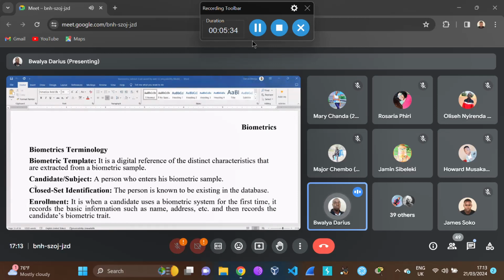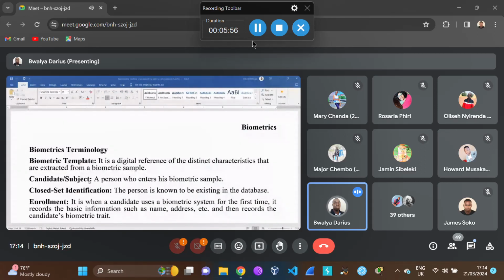Then we add closed set identification. This is a state where a person is known to be existing in the database. That's where we have a closed set identification status. A person is known to be existing in the database.